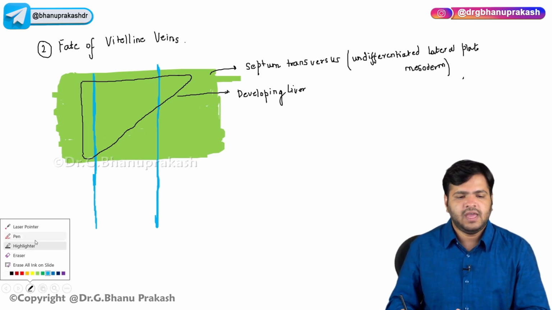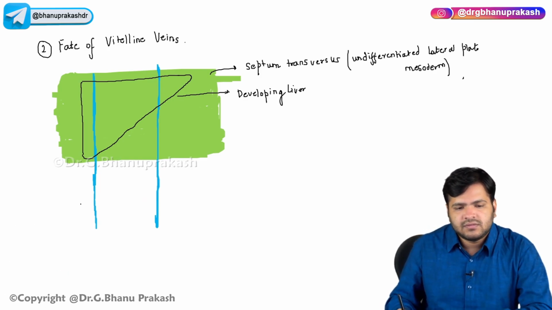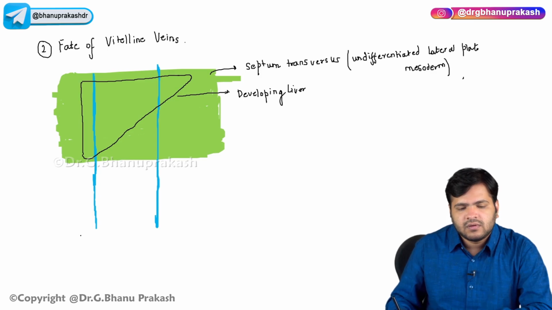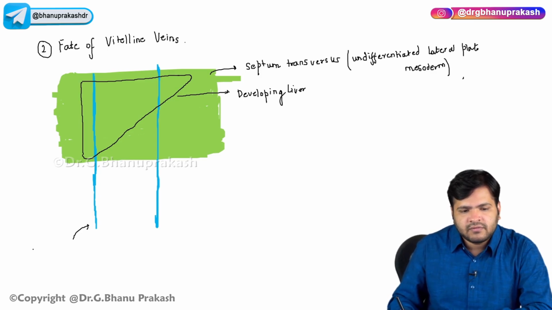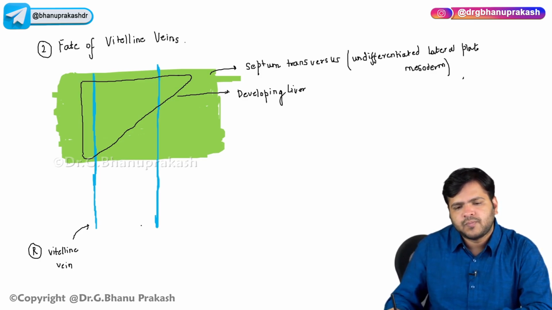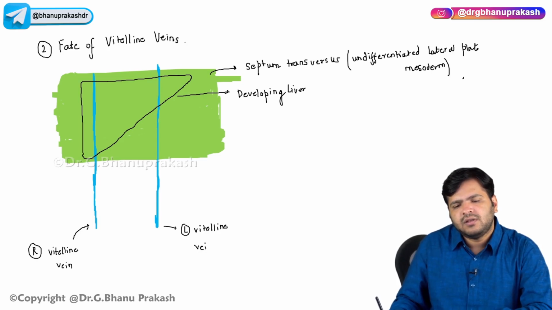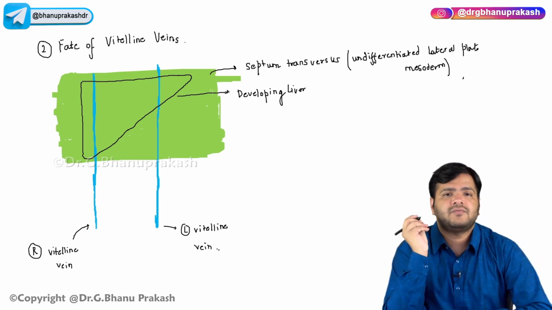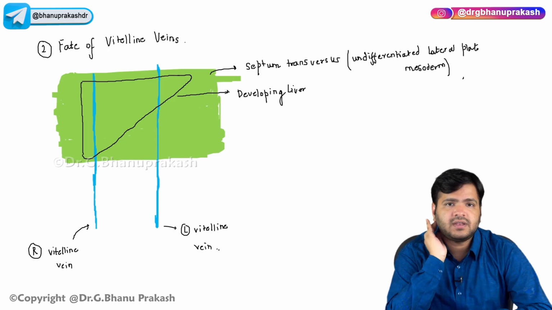So we have this, it is the right vitelline vein, and the left vitelline vein. I am not considering the other veins right now. Let us assume these two veins only as of now. We have the right vitelline vein and the left vitelline vein.